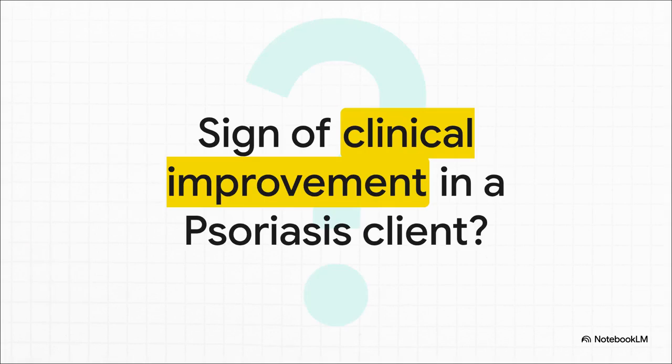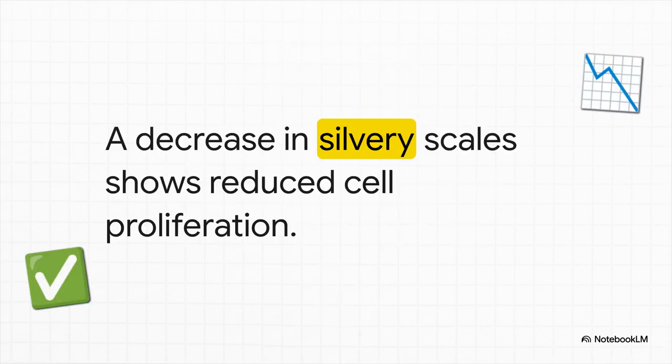Moving to question 4. Which clinical finding indicates an improvement in a client being treated for psoriasis? A. Decrease in silvery white scales. B. Appearance of the Koebner phenomenon. C. Development of purulent exudate. Or D. Formation of clear, fluid-filled blisters. The right answer is A. A decrease in those classic silvery white scales proves your treatment is working by reducing skin cell proliferation.